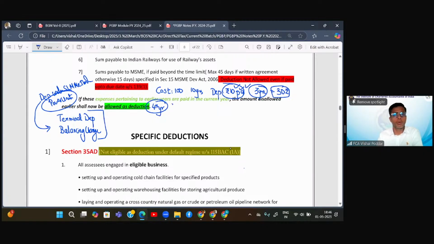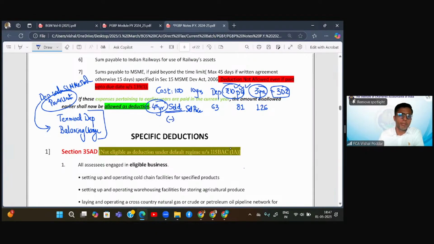What happens in the 4th year? You sell this asset. Now there are 3 possibilities. For what price is your asset sold? First possibility, your asset is sold for rupees 63. Second possibility, it is sold for rupees 81. Third possibility, it is sold for rupees 126. So this is the sale price of your asset.